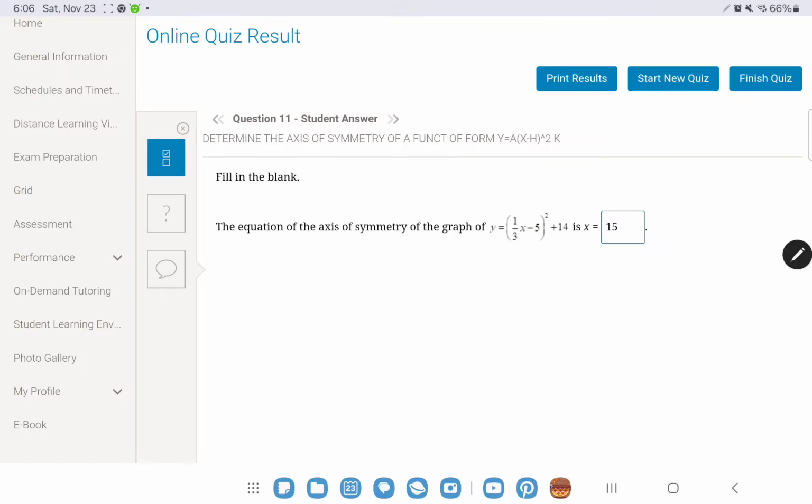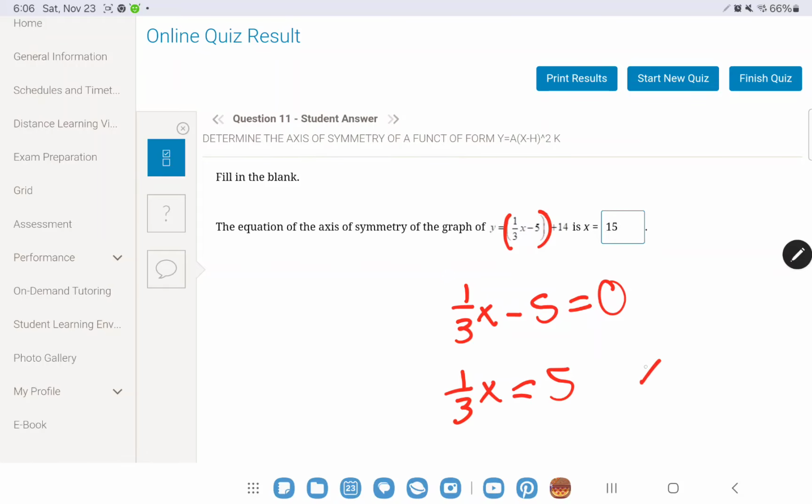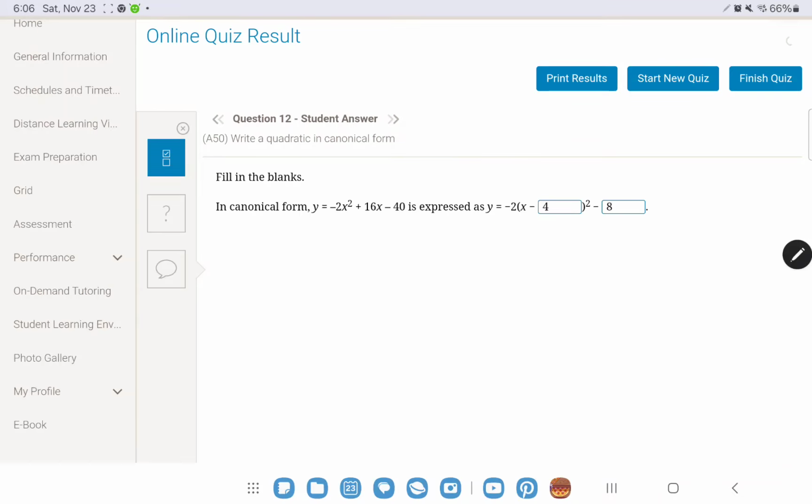Now, to find the axis of symmetry, we said we need to find whatever makes this 0. So 1 over 3x minus 5 equals 0. 1 over 3x equals 5. X equals 15. That's how you solve it. That's it. Let's move on.